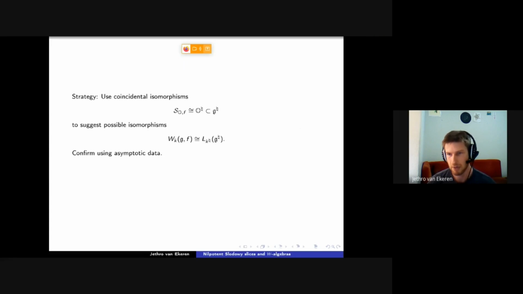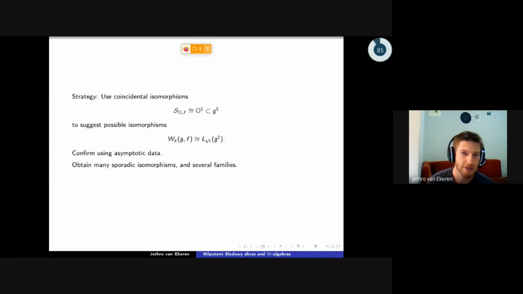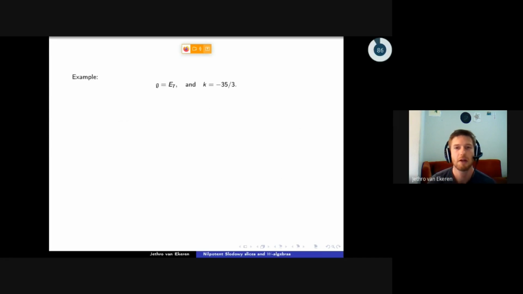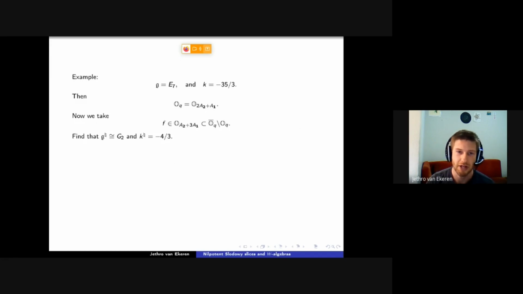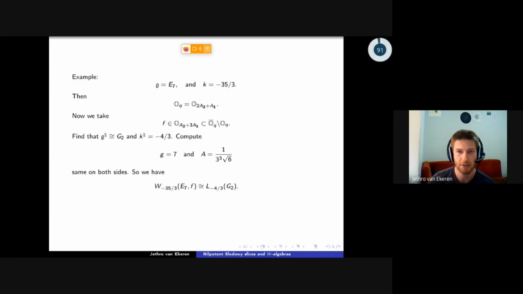We then compute asymptotic data on both sides. A lot of this we do on the computer. And if they turn out to coincide, then we get isomorphisms. In this way, we got many sporadic isomorphisms and also a few families of isomorphisms. Here's a random example: E7 at this particular level, minus 35/3. Then one can compute the corresponding nilpotent orbit. Here, q is 3, the denominator. If F is this particular element in the closure, then it turns out G natural is G2 at a particular level. And by coincidence, the asymptotic data on both sides coincide, and so we conclude that there's an isomorphism.